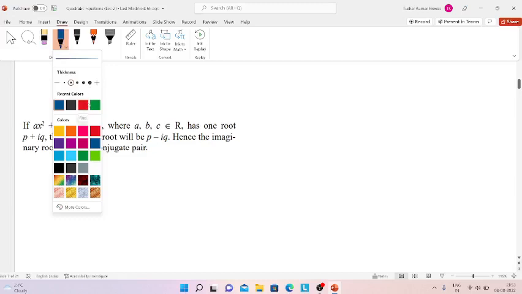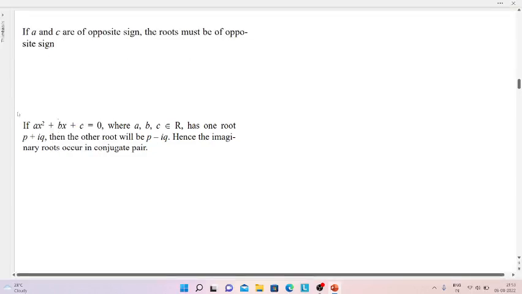Let's use the next condition. If ax square plus bx plus c equals 0, a quadratic equation, is given where a, b, c are real numbers, and the extra condition is that a should not equal 0. That is a condition you have to remember. If it has one root which is p plus iq, then the other root will be p minus iq. Hence the imaginary roots occur in conjugate pairs.